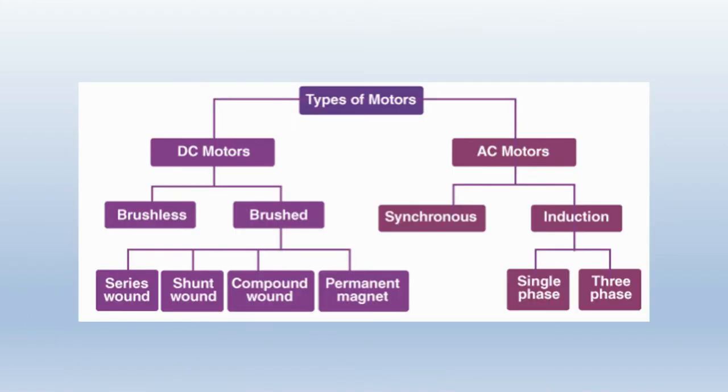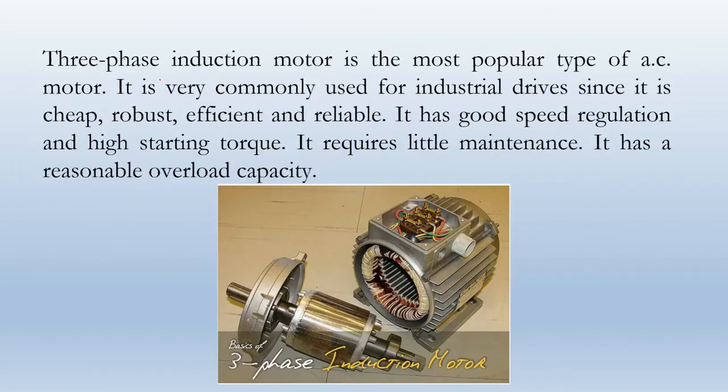So let us start with the types of motors. So this is the classification of motors. So basically, what is electric motor? The function of electric motor is, it converts electrical energy into mechanical energy, and the principle is when a current carrying conductor is placed in magnetic field.